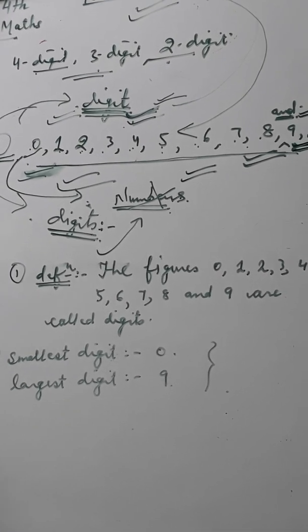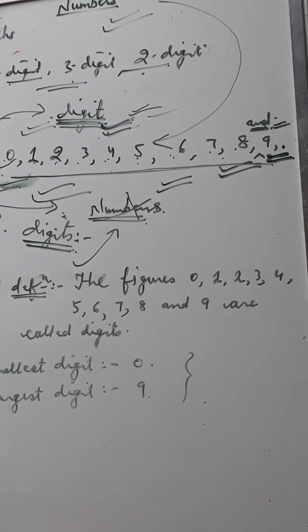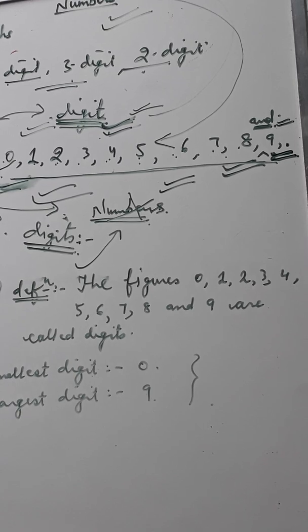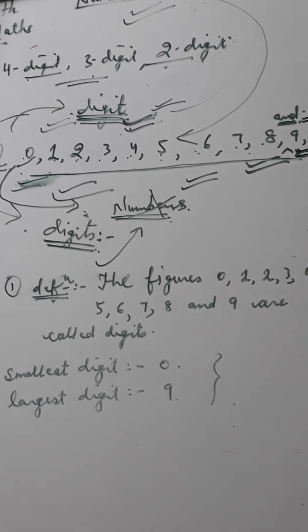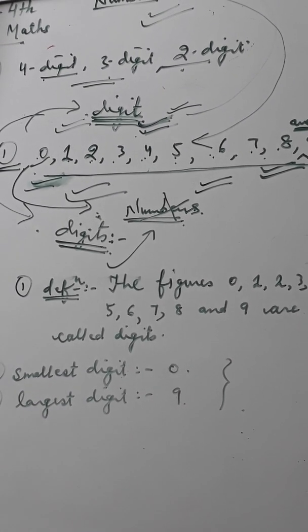My students, I have written here the definition of digit. The figures 0, 1, 2, 3, 4, 5, 6, 7, 8 and 9 are called digits, or simply figures.